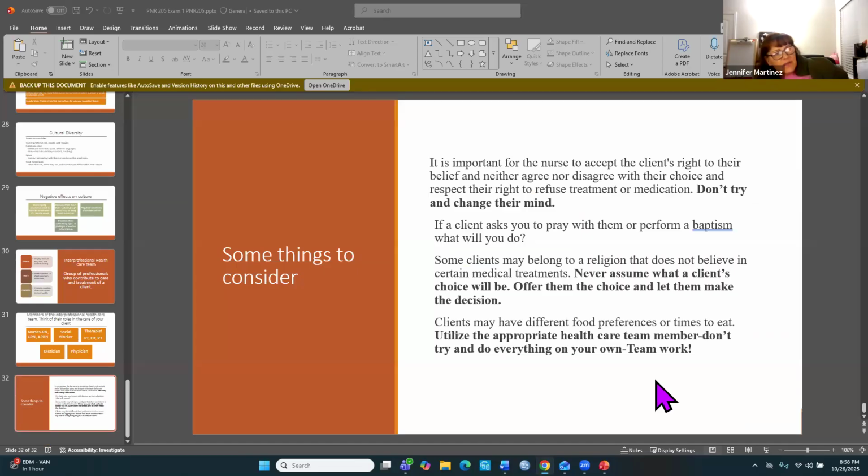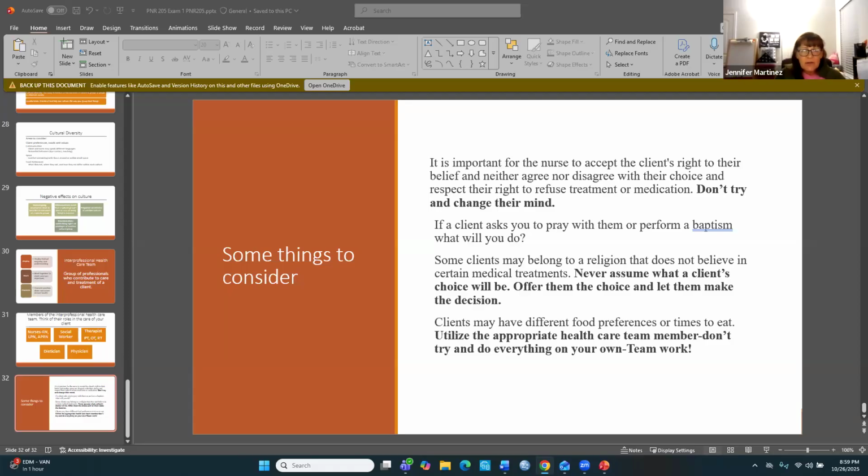All right, so some things to consider. For one, it's important for the nurse to accept the client's right to their belief and neither agree nor disagree with their choice, and respect their right to refuse treatment or medication. Our goal is not to change their mind. If you have a patient who refuses a treatment or a medication, you can ask why. Why do we not want to take this medication? And they're going to give you a reason. We can provide education as to why they should take their medication, okay? But they still have that right to refuse. All right, so we provide education and we document their refusal of care.